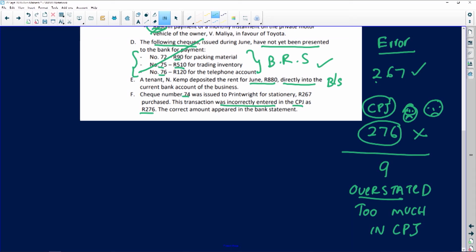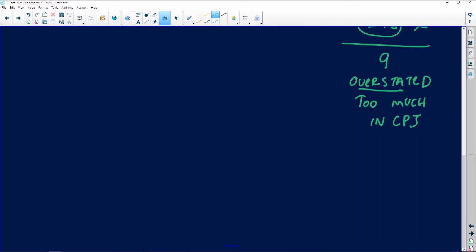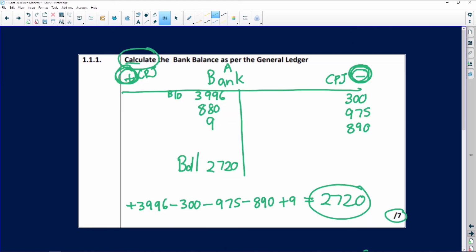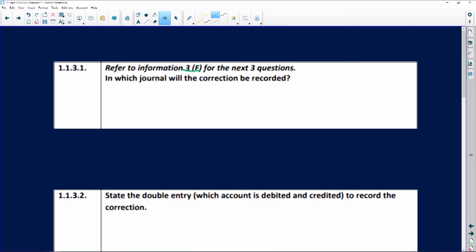So in which journal, if you are completing journals, if you are writing too much in the CPJ or you overstated the CPJ, that makes more sense. Remember, you will make the correction in the opposite journal, which is the CRJ. Okay, so let's enter that as our answer. We will enter this in the CRJ. I think that was just for 1 mark.